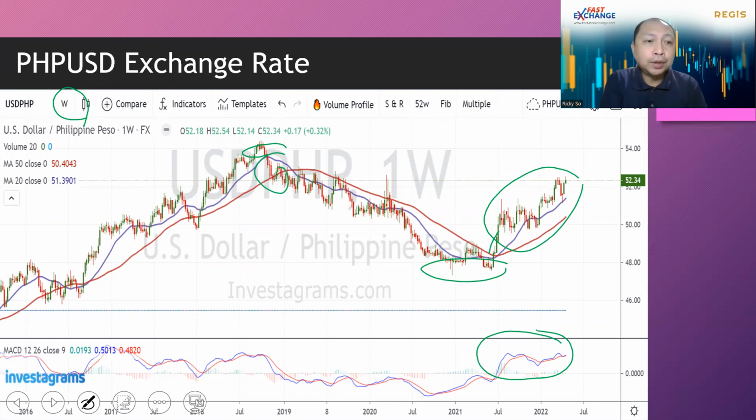Okay. So perhaps the reason behind the weaker peso is the recent spike in oil, wherein it prompted a lot of importers to buy the needed dollars in order to import some foreign goods. And it already showed in the recent trade data that we had been importing more than we are exporting.